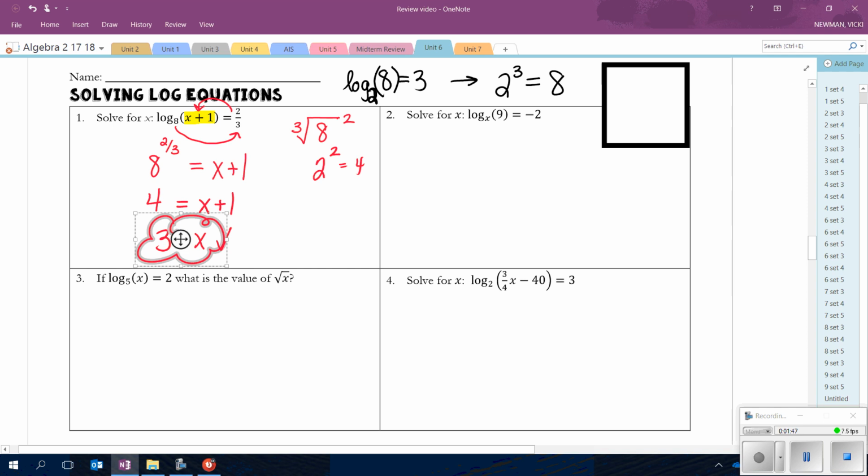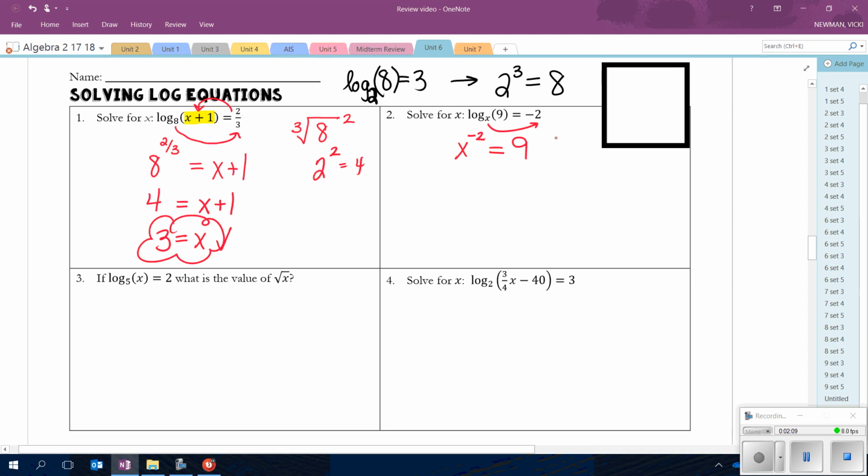Anyway, number 2. So we want to solve for x, and x is in the base. So I, again, need to change to exponential. So the base is x. The exponent is -2 is equal to 9.